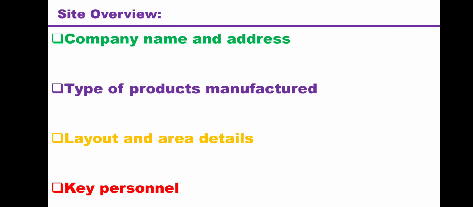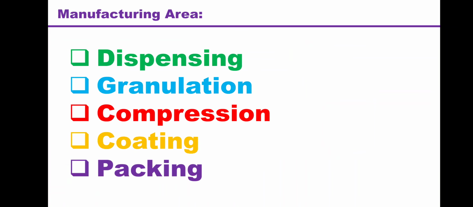The site master file also contains the site overview. The site overview contains the company name and address, the exact location of the company, the distance from the city center, everything will come in the site master file. The type of products which you are manufacturing, dosage form which you are manufacturing, layout and area details, key personnel details. In key personnel details, number of key personnel, organogram of key personnel, then job responsibilities of key personnel, everything will come in the site master file.